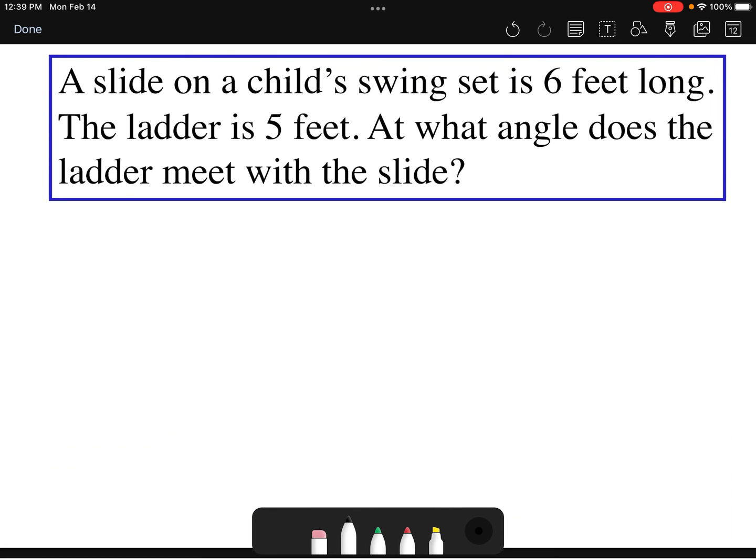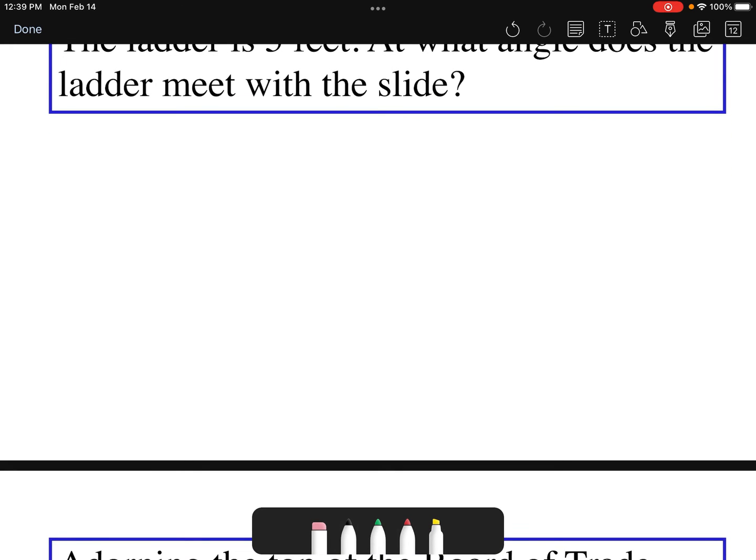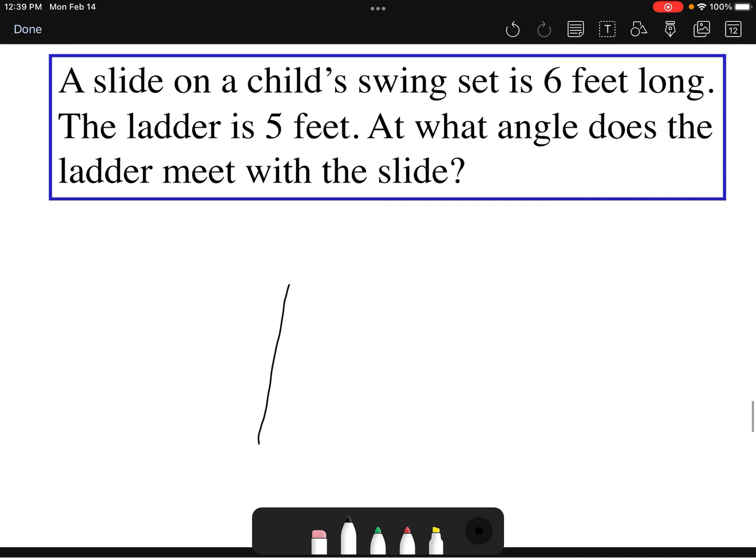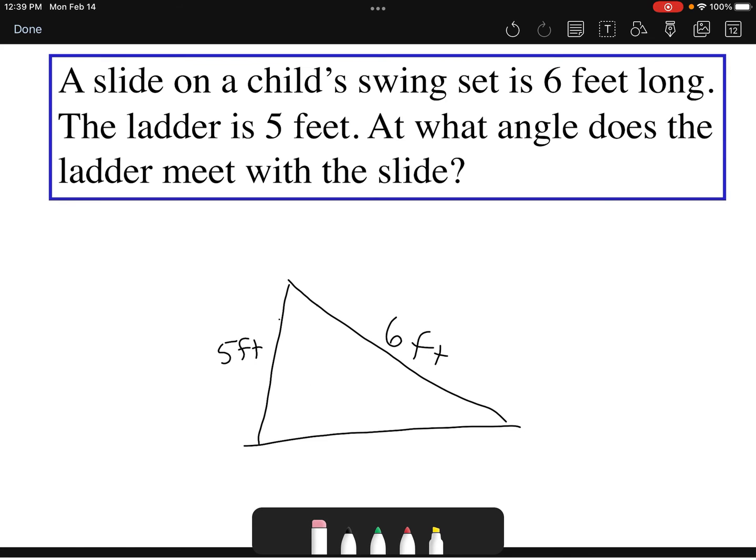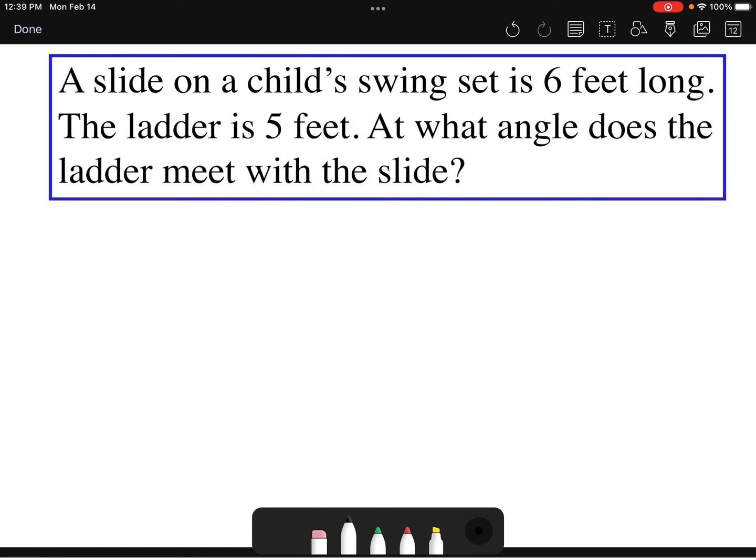Okay, a slide on a child's swing set is 6 feet long. Okay, so we know what a slide looks like. Or we should know what a slide looks like. So here's our slide. Pretend that's a 90. It's 6 feet long, and the ladder's 5 feet high. At what angle does the ladder meet with the slide? Oh, my bad. That's not 90. This is 90. So I didn't draw it very well. Let's start over. Let's make it so that it looks 90, shall we? Let's do that again.